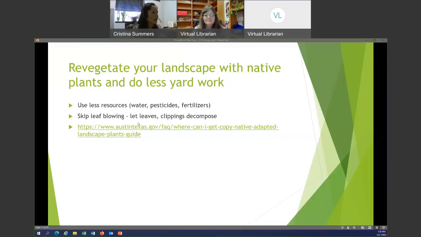Skip leaf blowing, or whatever people do when they're blowing around grass clippings to make the area clean and tidy. That's really unnecessary. If you just leave the stuff on the lawn, it'll eventually decompose and return those nutrients back to your soil. You just have to wait a while, but eventually that does happen.